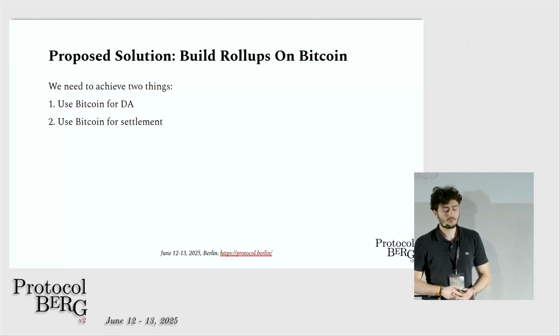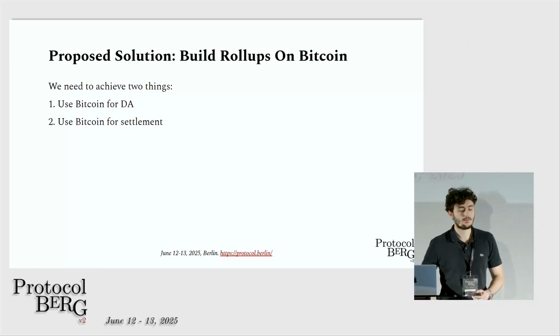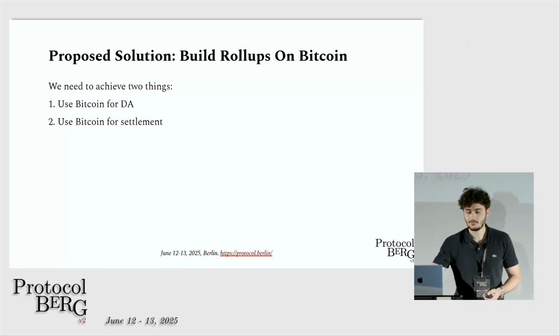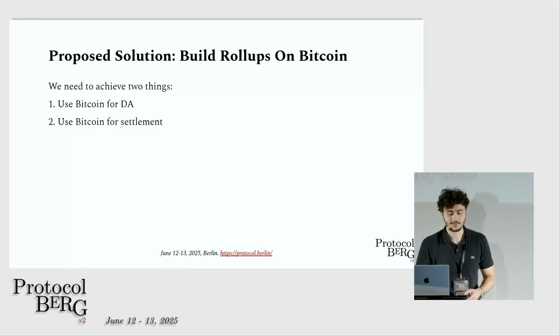In order to build rollups, we'll need to do 2 things. We'll need to use Bitcoin for DA, and we're going to use Bitcoin for settlement.